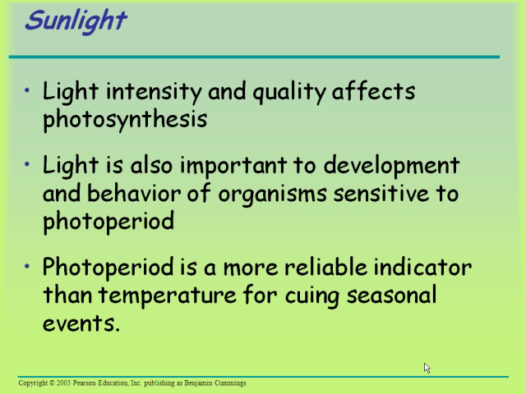Sunlight, light intensity, and quality affect photosynthesis. Light is also important to the development and behavior of organisms sensitive to photoperiod, like back in the plant section when we talked about long photoperiod and short photoperiod in plants. Photoperiod is a more reliable indicator than temperature for cueing seasonal events. It is the length of the day and the length of the night period.